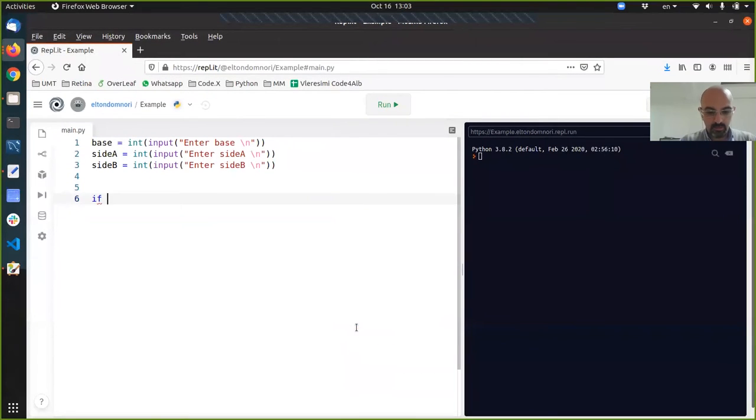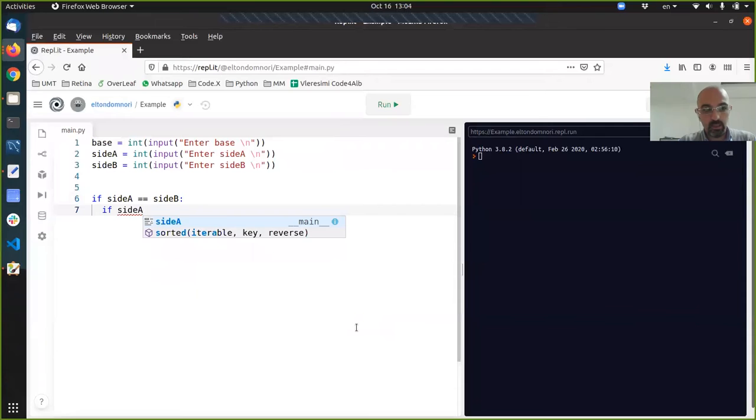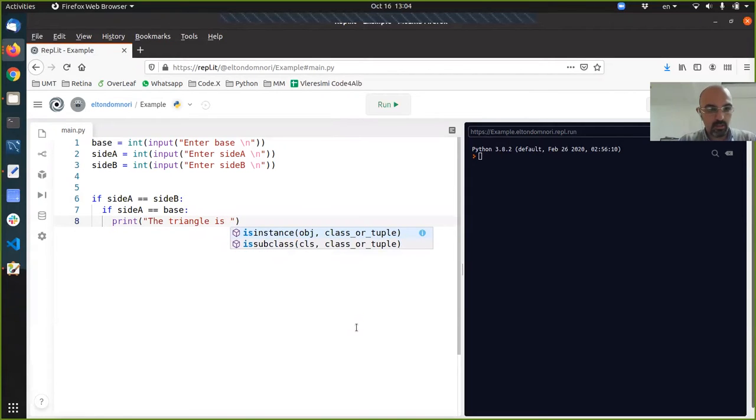So if side A equals to side B, we are under two possibilities, equilateral or isosceles. And how do we determine which of the two? Then we need to have a further condition. If side A, or we might compare side B, it's the same, equals to base, then print a message: the triangle is equilateral.